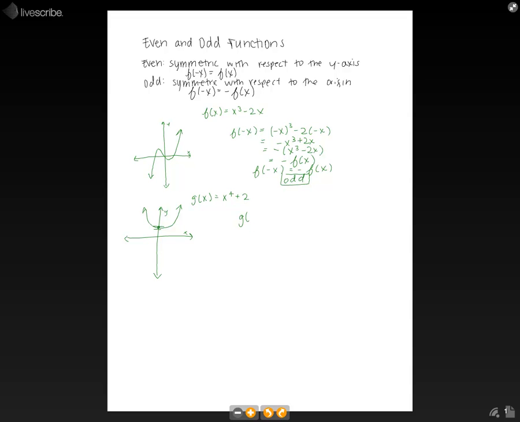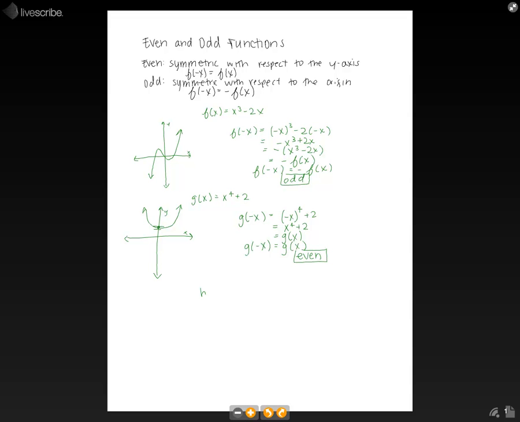So inputting a negative x into the original function will give us negative x to the fourth plus 2, which simplifies to x to the fourth plus 2, which we can see is g of x, our original function. So inputting a negative x into the function gives us back our original function, which means this is symmetric with respect to the y-axis, which means this function is even.